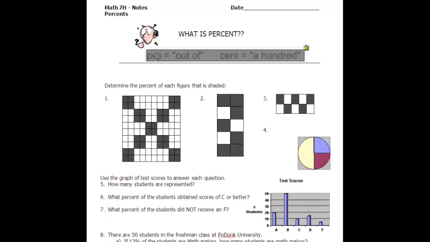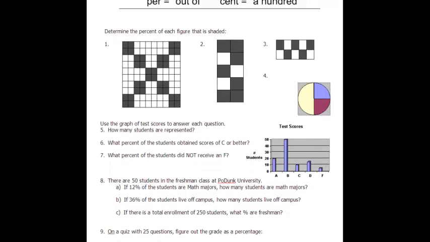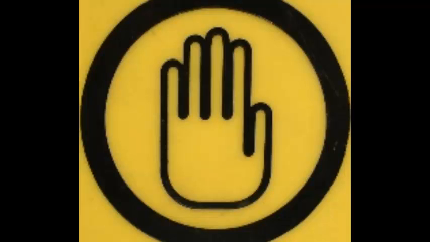Percent is defined as per, meaning out of, and cent, meaning 100. So percent means out of 100. Determine the part of each figure that is shaded. So you can take a look at these on your packets, and you could pause here if you need to and figure out what percent of each is shaded.